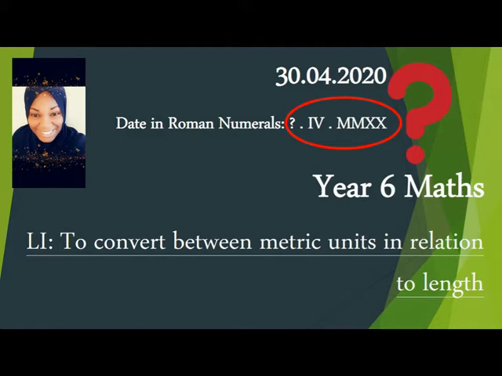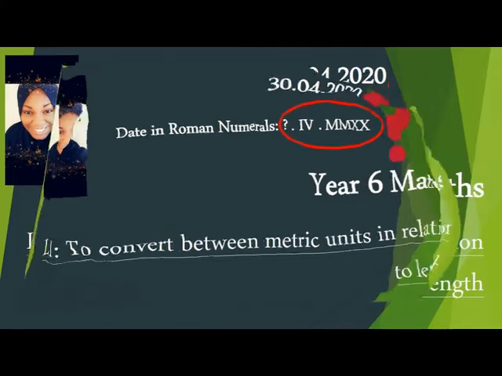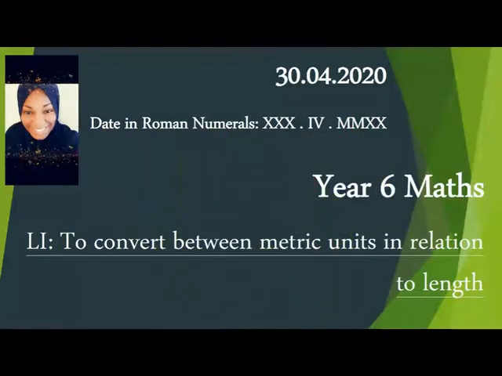30 is made up of 3 tens. X, X, X to represent our 30. Well done if you managed to write that correctly. So as I said, our learning intention today is to convert between metric units in relation to length. Now that probably doesn't make much sense at the moment, but hopefully by the end of this lesson, it will.